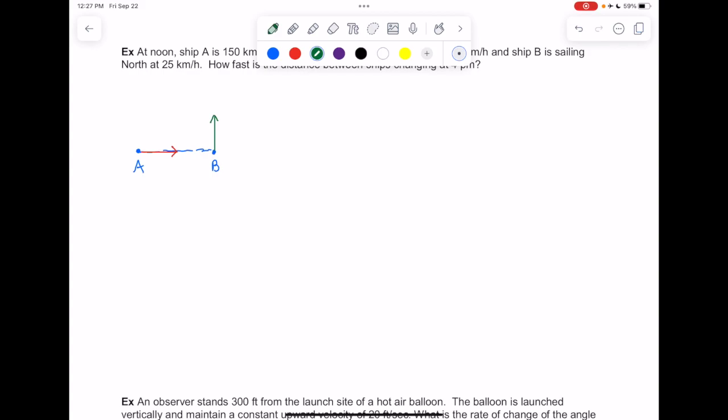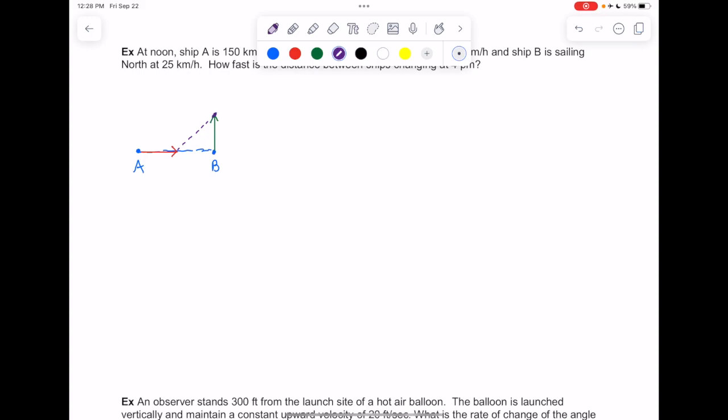So here's kind of our picture. And then the distance between them would look something like this. Initially, it was just a horizontal distance. But now, as time has passed, they've kind of changed their positions. And now we've got this triangle between where A is now, where B used to be, and where B is now. So the key thing that we're trying to figure out is this.